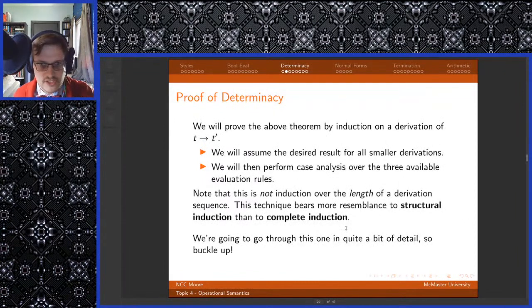So, proof of determinacy. We will prove the above theorem by induction on a derivation of t to t prime. We will assume the desired result for all smaller derivations. We will then perform case analysis over the 3 available evaluation rules. I would like everybody to please pay attention to the next 6 slides or so, because there is a question on the assignment that asks you to do this. To produce almost precisely this proof, but with arithmetic stuff thrown in as well. So you get 4 additional terms you have to do the case analysis over. Note that this is not induction over the length of a derivation sequence. This technique bears more resemblance to structural induction than to complete induction. Although, again, all forms of induction are interderivable. We're going to go through this one in quite a bit of detail, so buckle up.